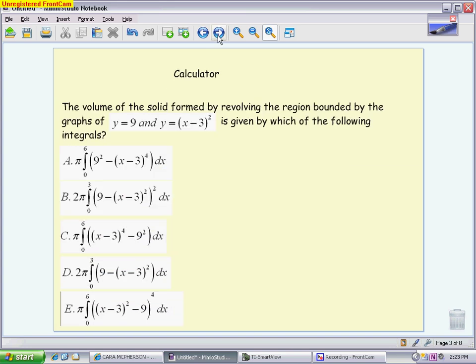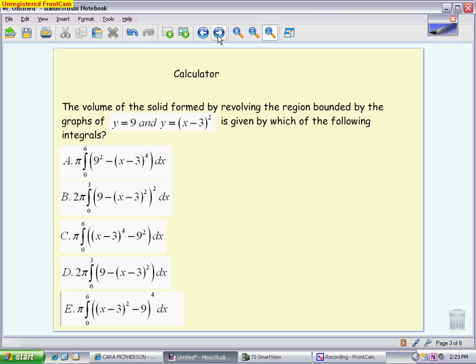Next problem is a calculator problem, so you are allowed to use your calculator, although it's not going to be a huge help to you, but at least it'll give you a little bit of visual. What you'll notice is the problem has not been finished. It's just a setup only, so the calculator is a help, but it's not a necessity. Problem wants to find a revolution volume.